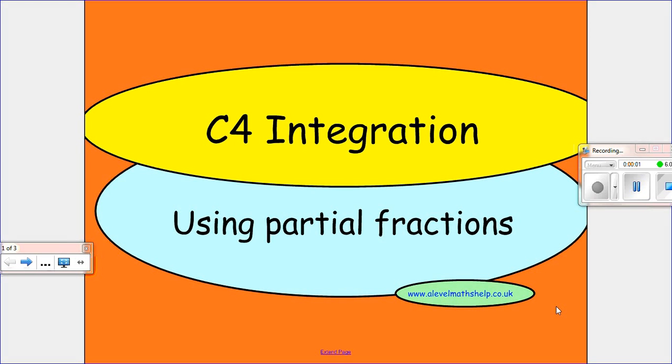Hi, so in this video we're going to be looking at using partial fractions to help us with our integration. Now if you're not so sure on partial fractions, please go and watch a video on them just to help you, but I will go over one example in this video.